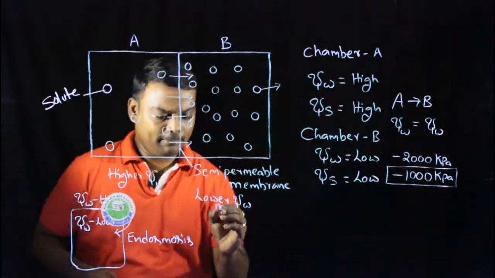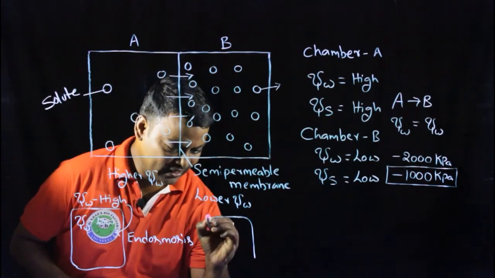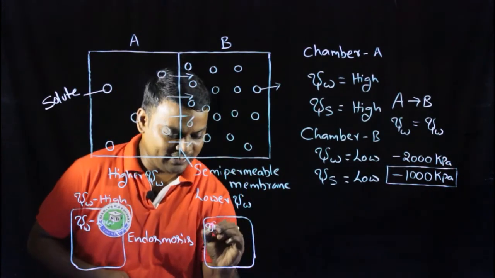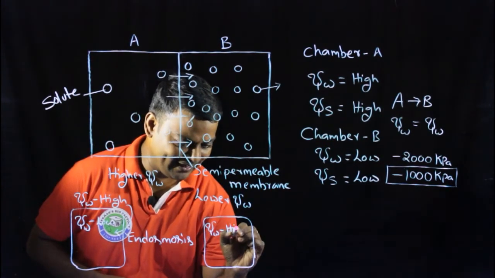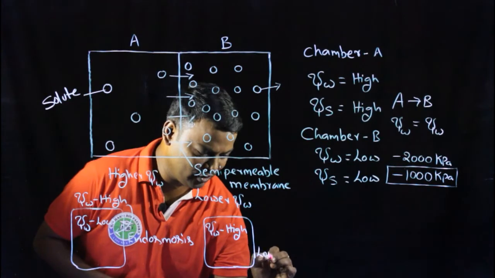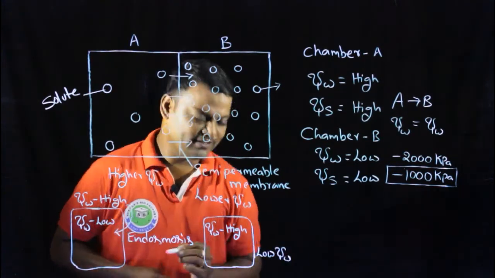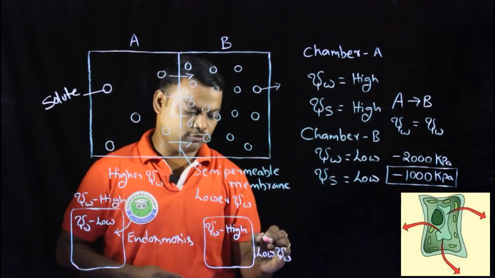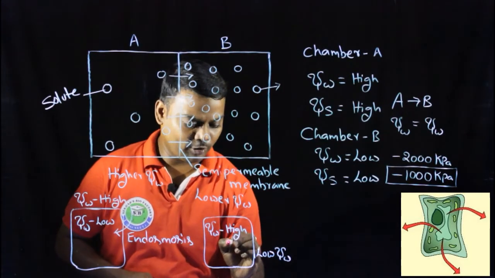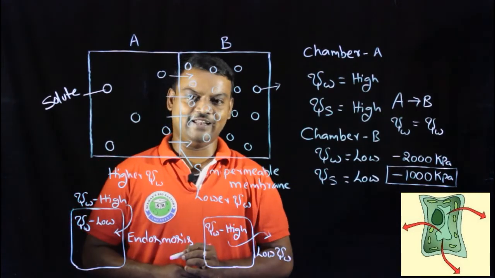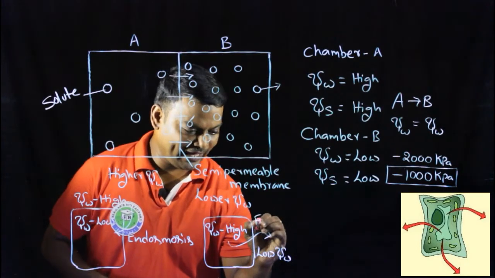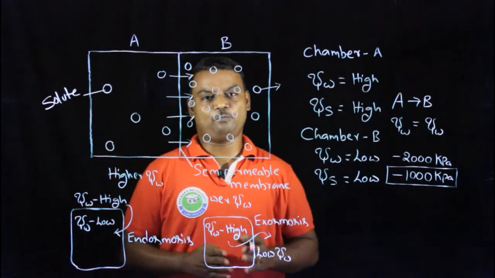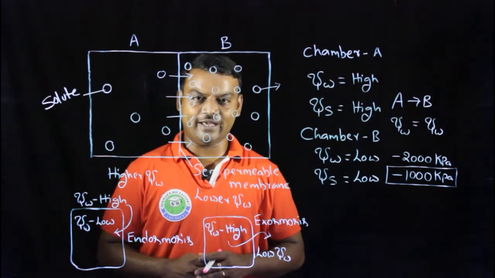In a similar way, by taking another living cell, in this living cell, if the water potential is very high inside the cell and the water potential is low outside of the cell, in such condition the movement of water always takes place from higher water potential to lower water potential. That means from inside to outside of the cell. Such type of osmosis is called exosmosis. These are the two types of osmosis process depending upon the concentration gradient.